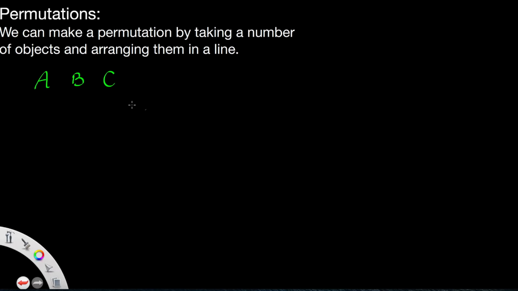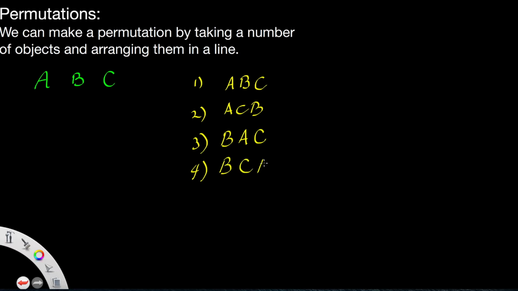Now, the first one is already written. I write them here, which is A, B, and then C. It is the first case. The second case, I keep A here, then I switch the order of C and B. So I write C here, B here. The third case, I can put B here and write AC. Fourth case, I can keep B here, then CA.